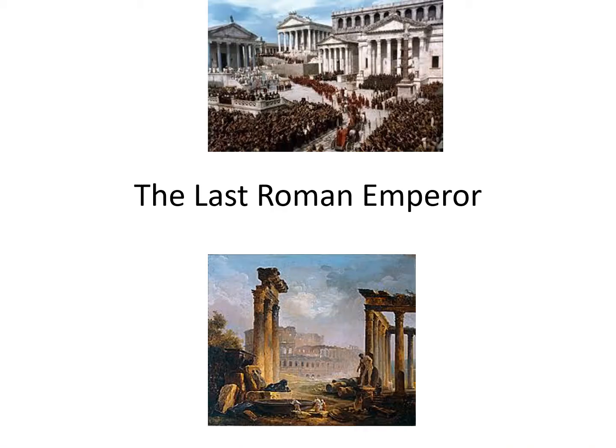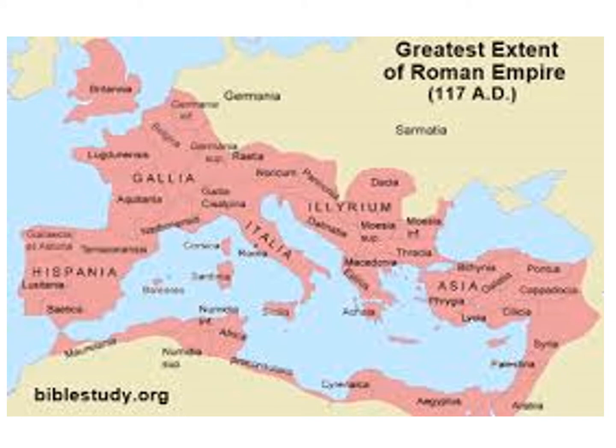This section is called the last Roman emperor. This is a picture, in pink here, of the Roman Empire when it was at its largest. So what happened to the Roman Empire? As you can see, it was huge. It covered parts of Africa, parts of Asia, and almost all of Europe. Well, what happened to it? The Romans used to rule dozens of other countries. They were the most powerful people in the world.